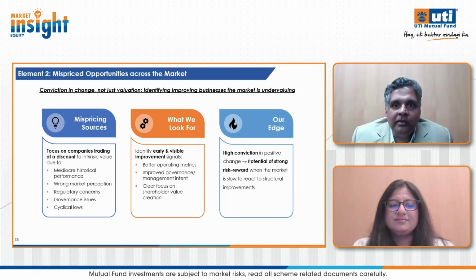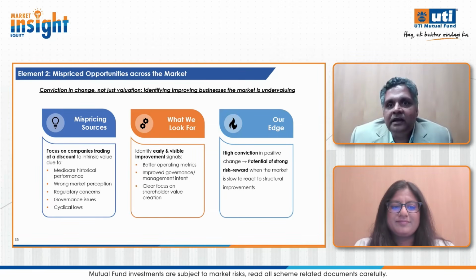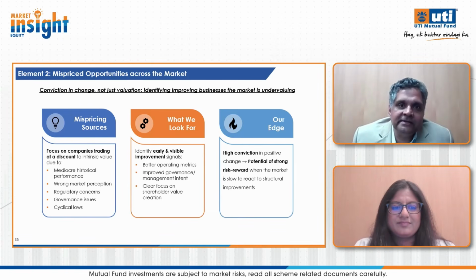So if we identify 10 such stocks, we would probably get into only two, three of them. The idea is to get into them only when we are convinced that there is an improvement happening on those parameters. It's not a valuation call that the stocks are cheap. So I think this is one of the key elements of our strategy, which has worked very well for us in the last 3 to 5 years.